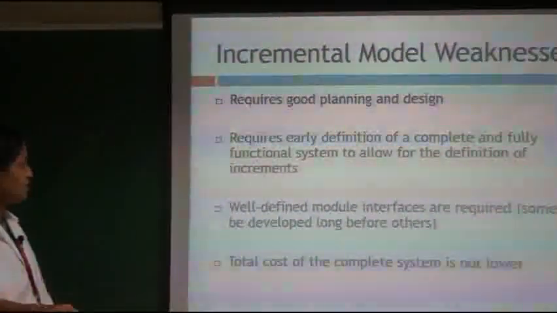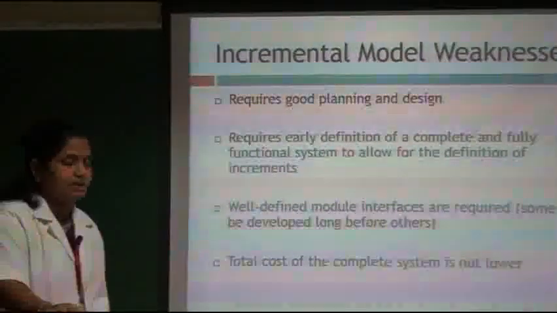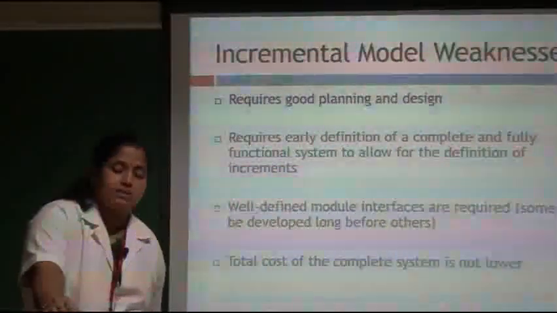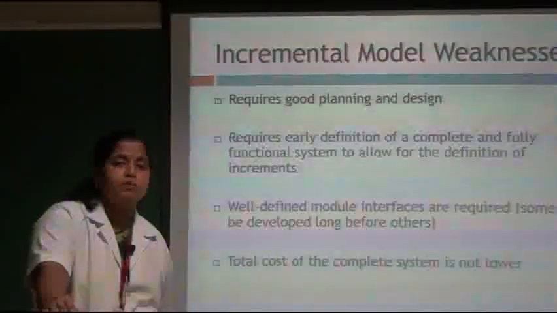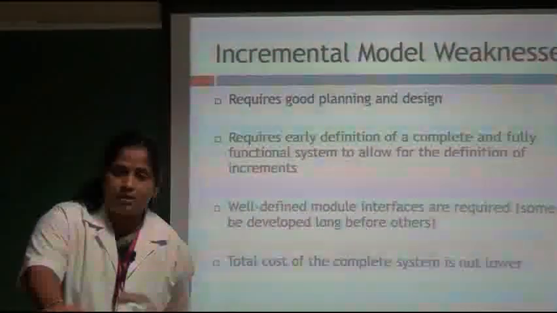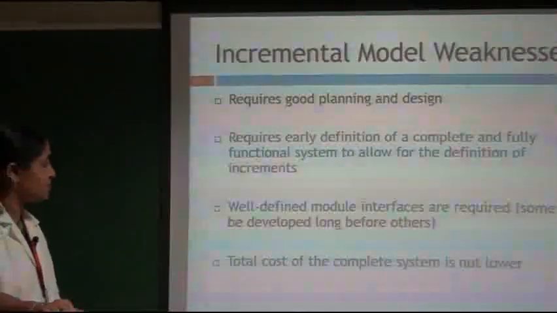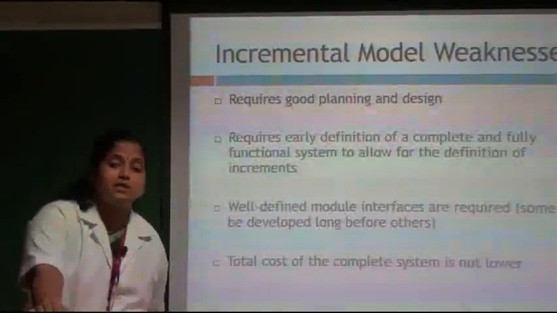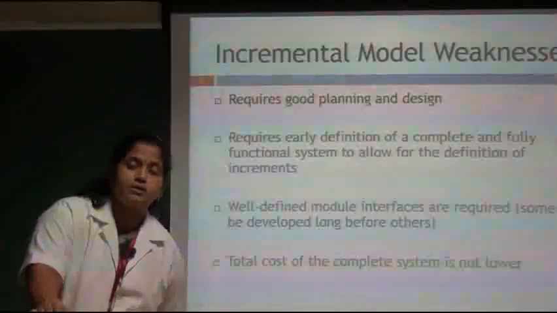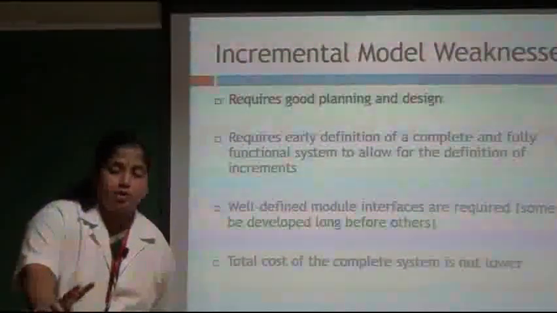Requires early definition of the complete, fully functional system. So as I said, planning and phasing includes that the complete function of the system should be known earlier, and the requirements should also be upfront. Well-defined module interfaces are needed, because you are again using the divide and conquer method. The interface is very important. The modules should interact with each other. The modules should be compatible.